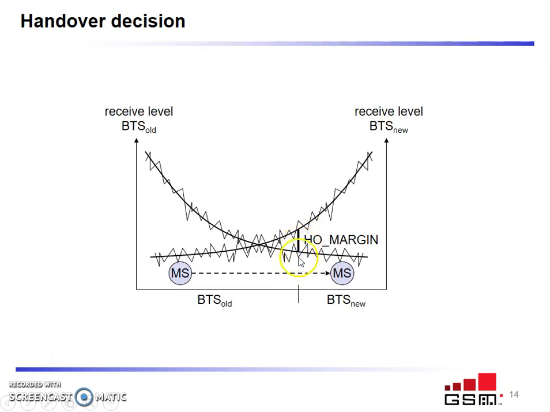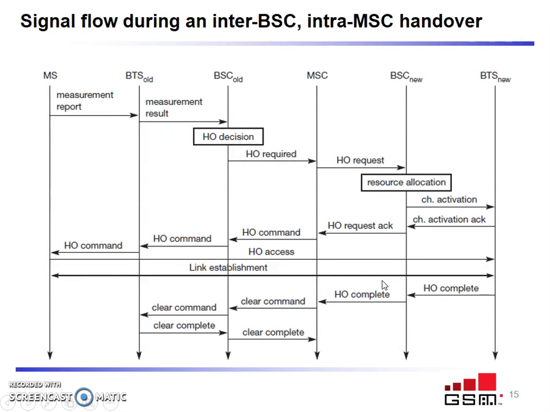So when this particular position is reached, we find the mobile station will not be controlled by this BTS. The level is very much reduced, and so the control is handed over to the new BTS at this particular position. This way we have the handover done from one BTS to another BTS.